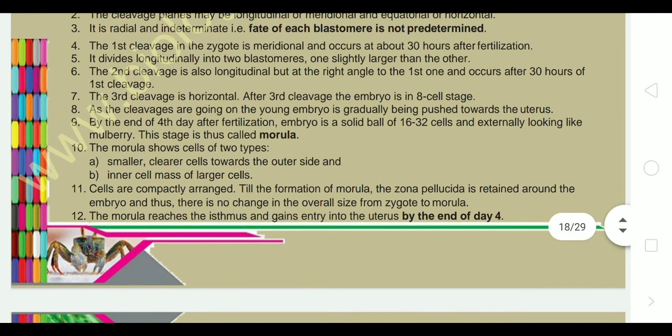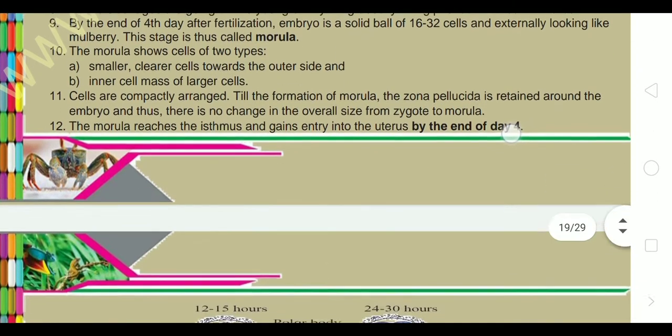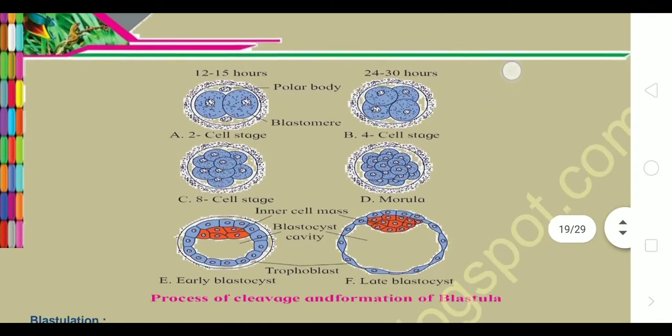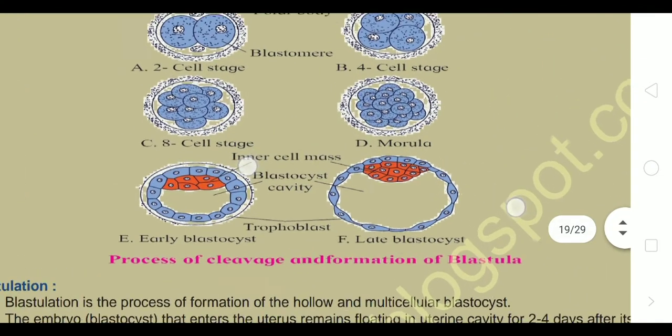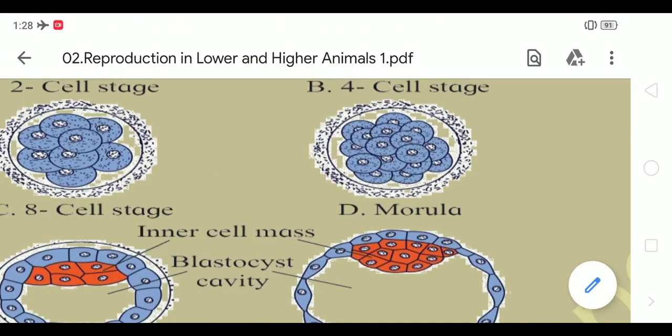As the cleavages are going on, the young embryo is gradually being pushed towards the uterus. By the end of the 4th day after fertilization, the embryo is a solid ball of 16 to 32 cells and looks like a mulberry, which is termed morula. Here the 16 to 32 cell stage is the morula.